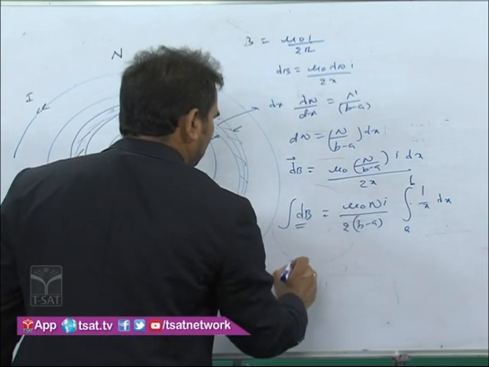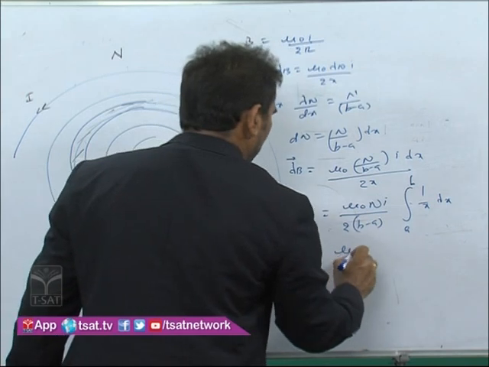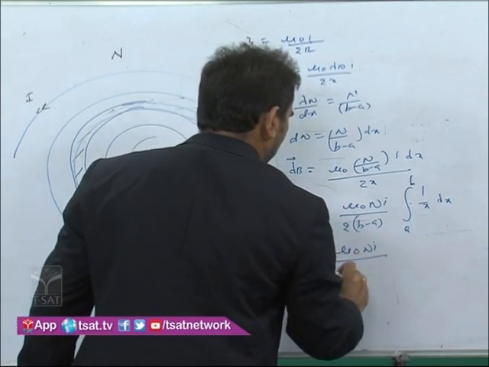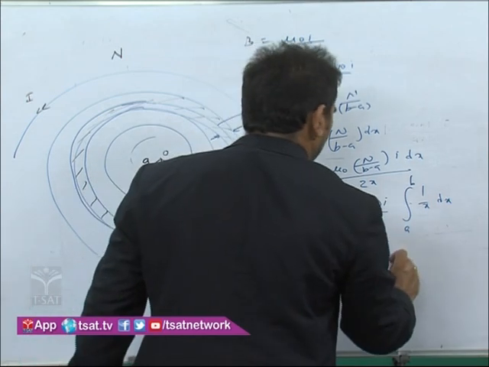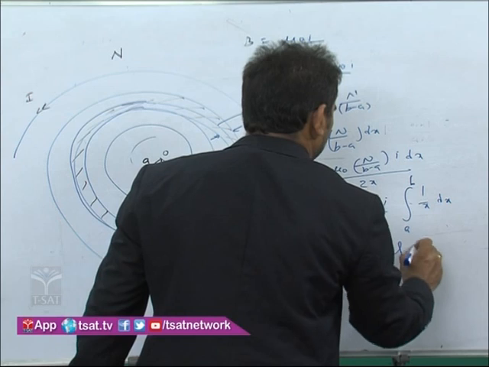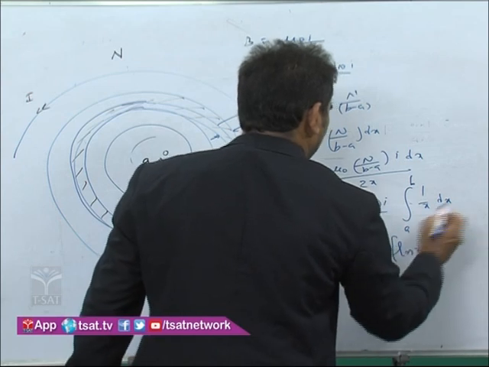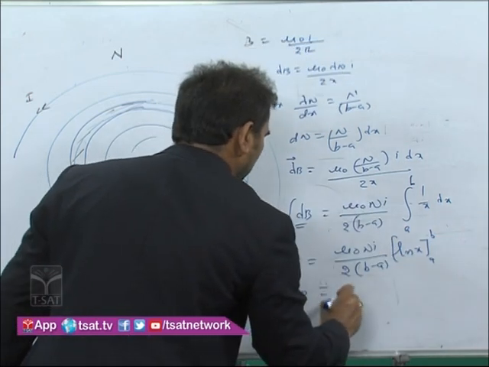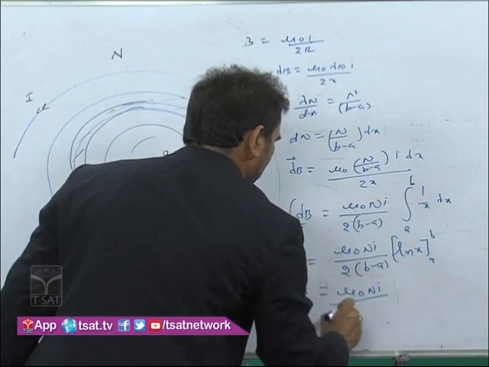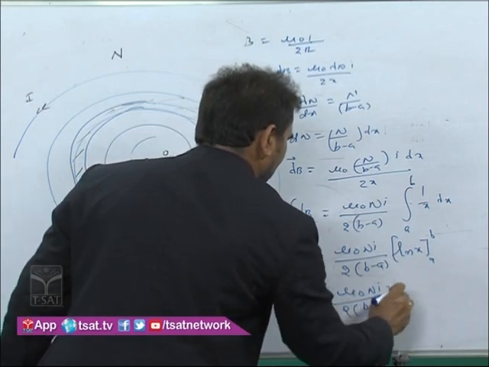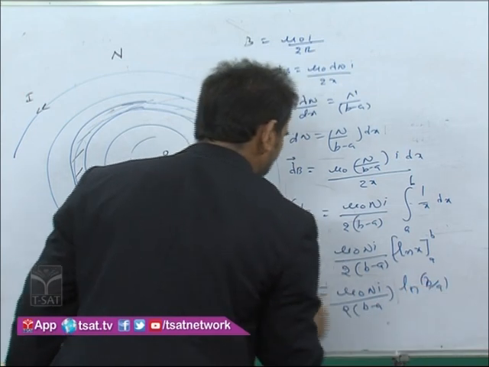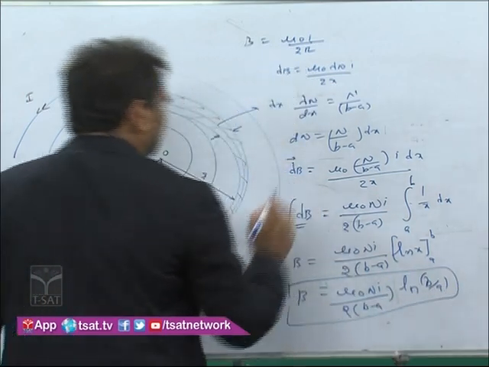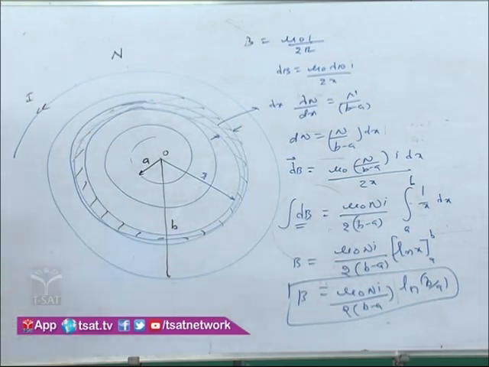Therefore, integrating dB, B is equal to mu naught nI upon 2 into b minus a. The integration of 1 by x is ln x between the limits a to b. Therefore, B is equal to mu naught nI upon 2 into b minus a, ln of b by a. Since log b minus log a is equal to log of b by a, this is the net magnetic field induction at the center of the spiral.